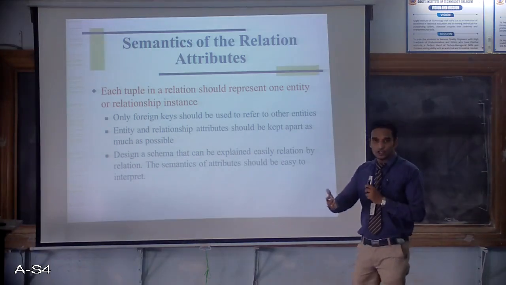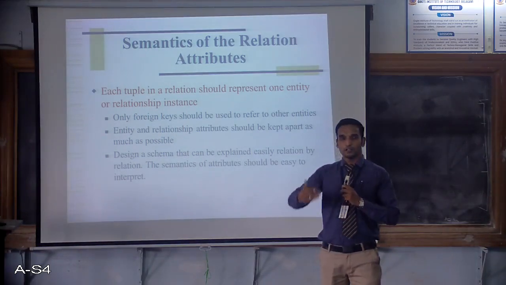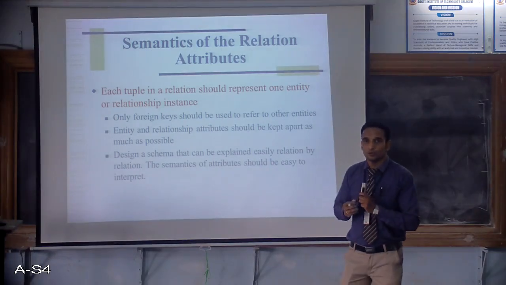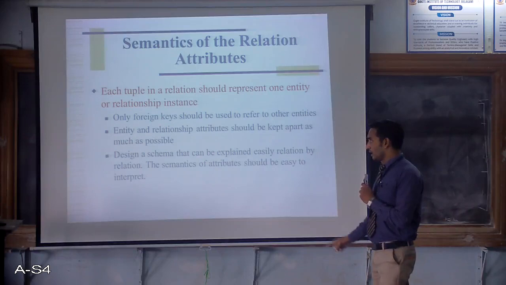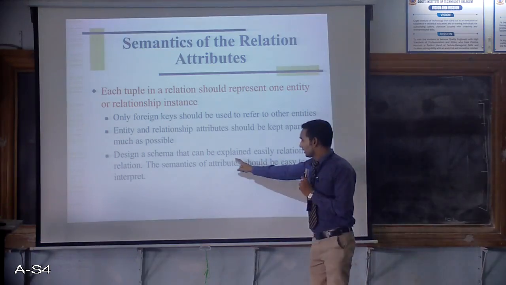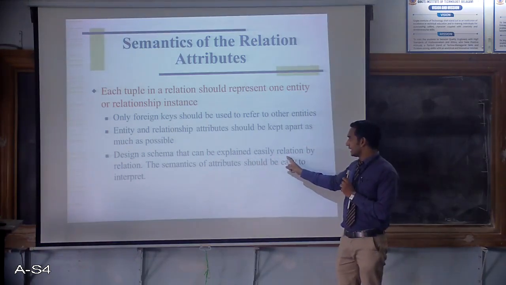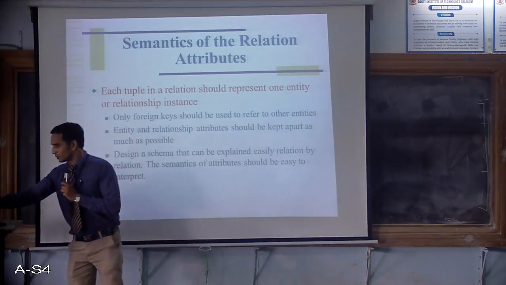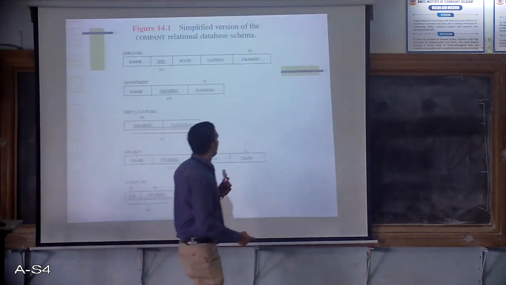Entities and relationships should be kept apart. That is, when you are developing a schema diagram, you should take care that entities and relationships should be kept apart as much as possible, and design a schema that can be explained easily by the relation. So for example, if you look at this part here, this will clear your doubt. Now look at this table here.